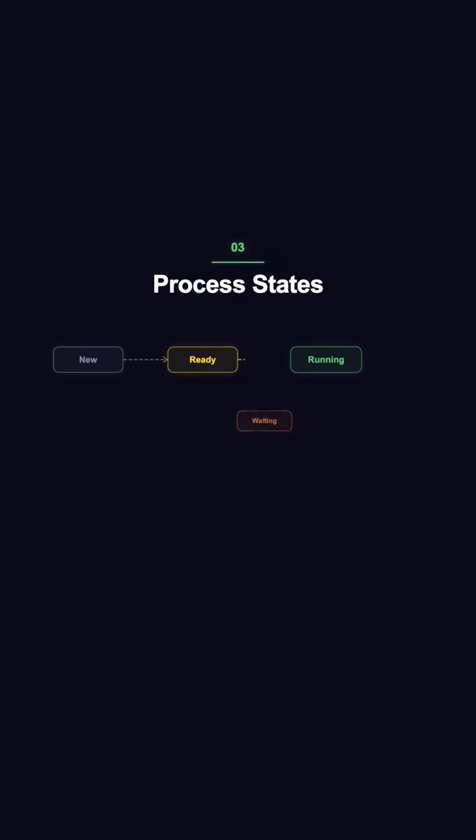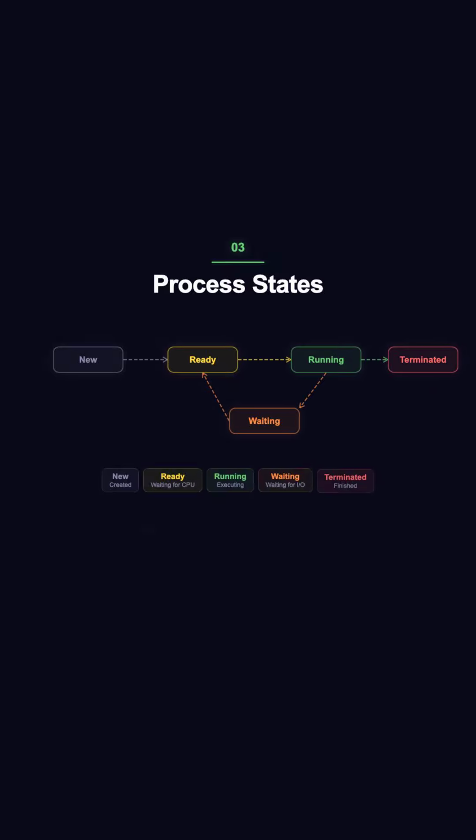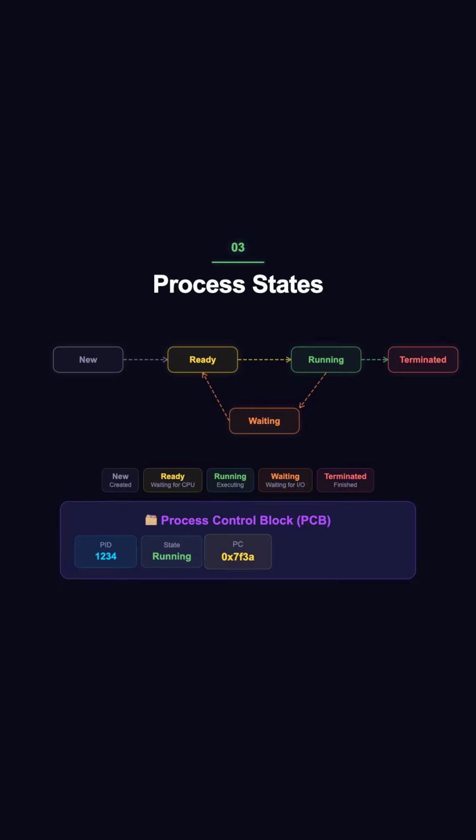Every process has 5 states. New, just created. Ready, waiting to run. Running, executing on the CPU. Waiting, blocked on I/O. Terminated, finished. The OS keeps a process control block, or PCB, for each process. The PCB stores the process ID, state, program counter, register values, and memory information.